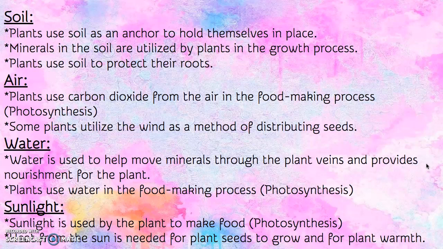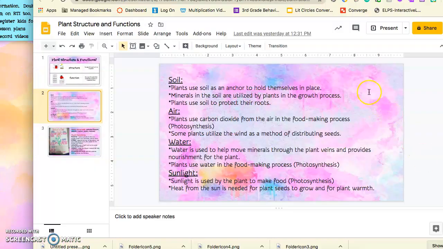Plants also need water. Water is used to help move minerals through the plant veins and provide nourishment for the plant. Plants use water in the food-making process, which is also called photosynthesis. They also need sunlight. Sunlight is used by the plant to make food. Heat from the sun is needed for plant seeds to grow and for plant warmth. So those are a few things that you need to know today for science.